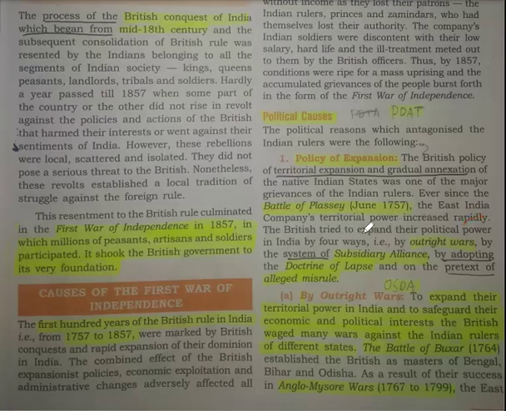Ever since the Battle of Plassey, June 1757, the East India Company's territorial power increased rapidly. The British tried to expand the political power in India by four ways. That is, outright wars, the system of subsidiary alliance, and by adopting the doctrine of lapse, and on the pretext of alleged misrule. So these were the four subdivisions of this policy of expansion, which we have to remember. So to remember that, again, we have a short form. OSDA.